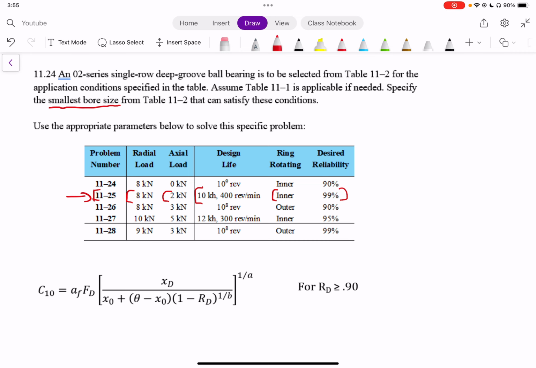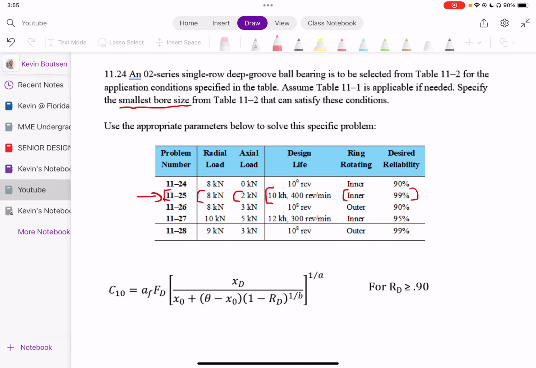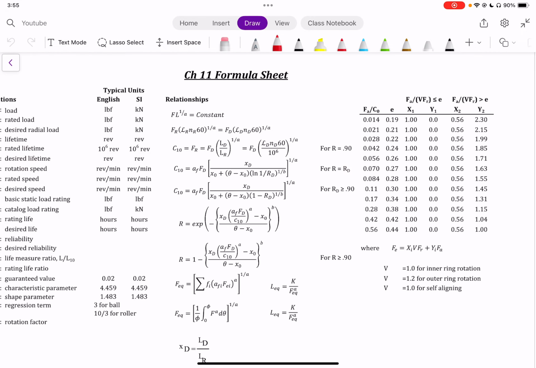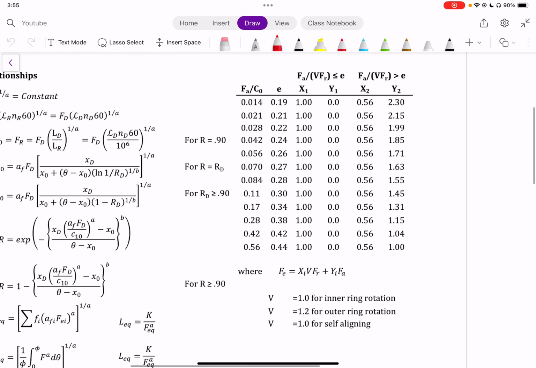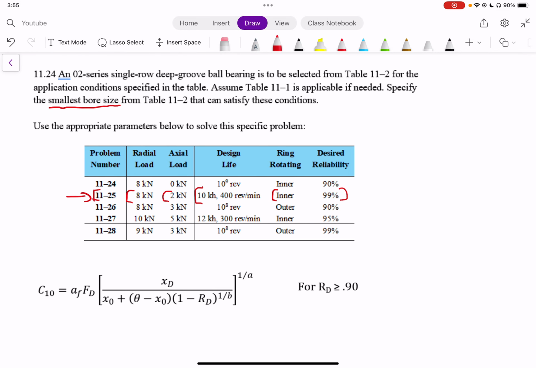And table 11.1 is in our formula sheet, which is on the right side here. So we have our whole formula sheet that can be used as our table 11.1, and then we have table 11.2 to search for values. Okay, so let's get started with this problem.